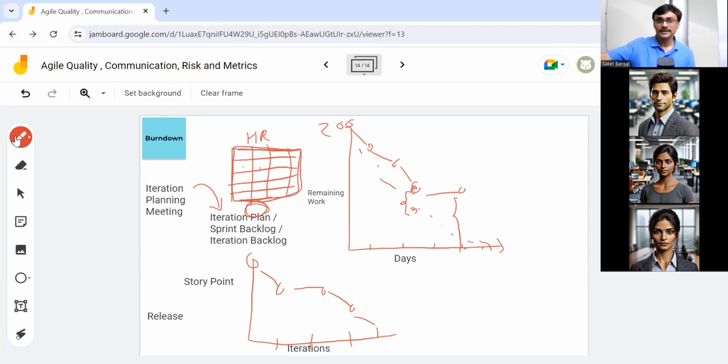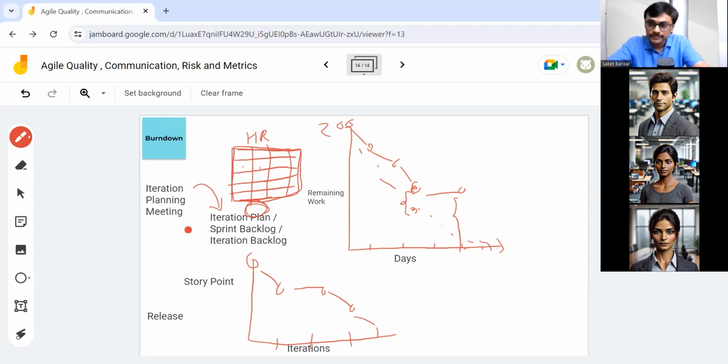Any question, comment here? I hope most of you are using it. That's why it's a little easy. Good. So the intent is clear? I want to say something? No, I said I'm good. Okay, thank you. Okay, so that's a burn down chart.